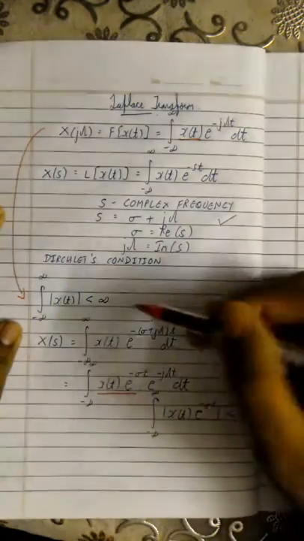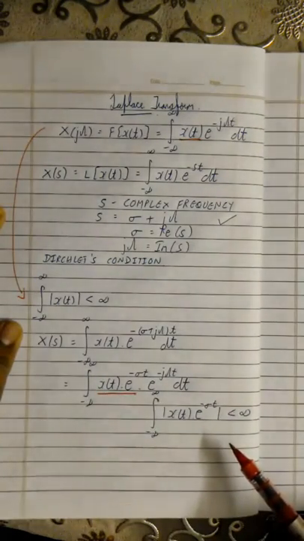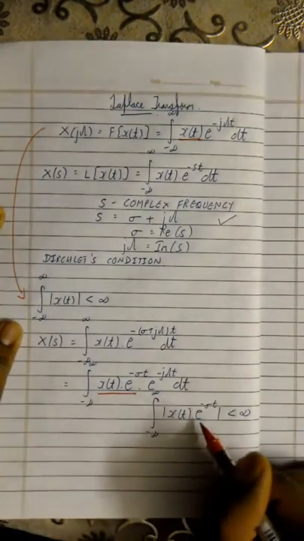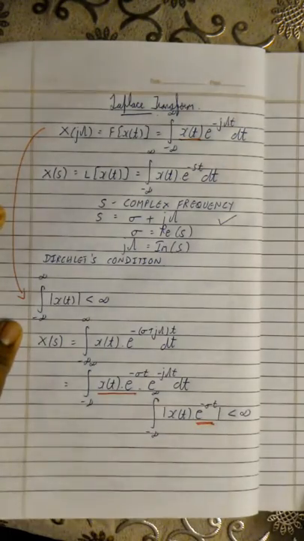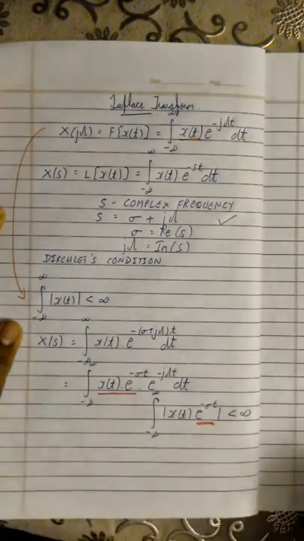So you see, that's the difference. This is the Dirichlet's condition of Fourier transform, but this is the Dirichlet's condition of Laplace transform. If you see the difference between these two conditions, this term is the difference, that is e raised to minus sigma t. Okay, so that is the main advantage of Laplace transform over Fourier transform.